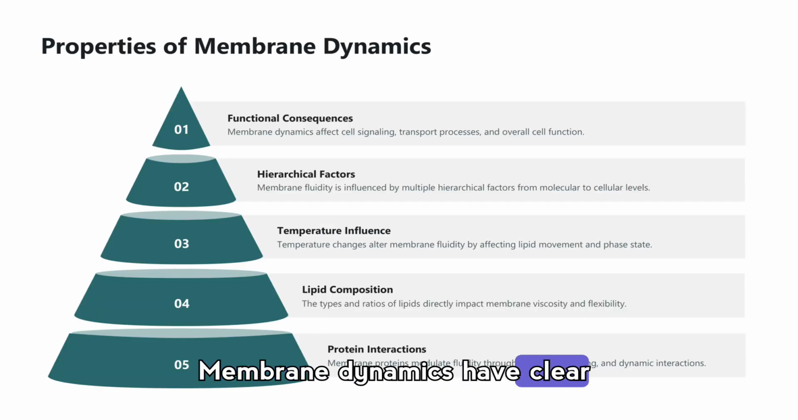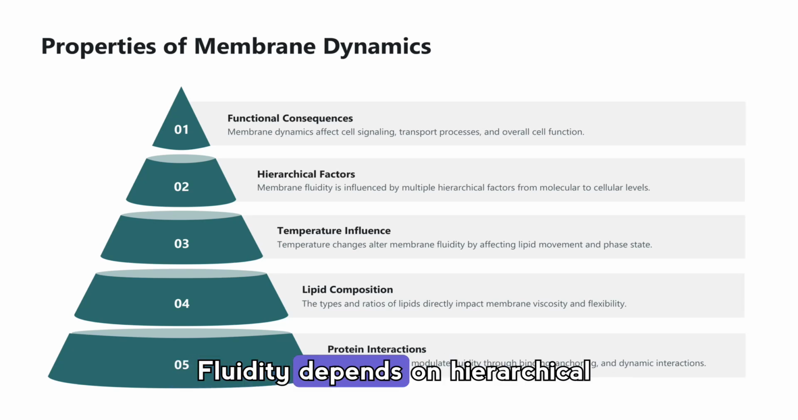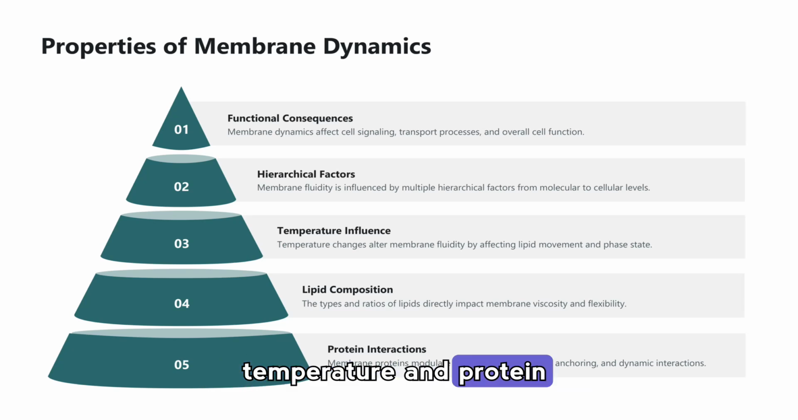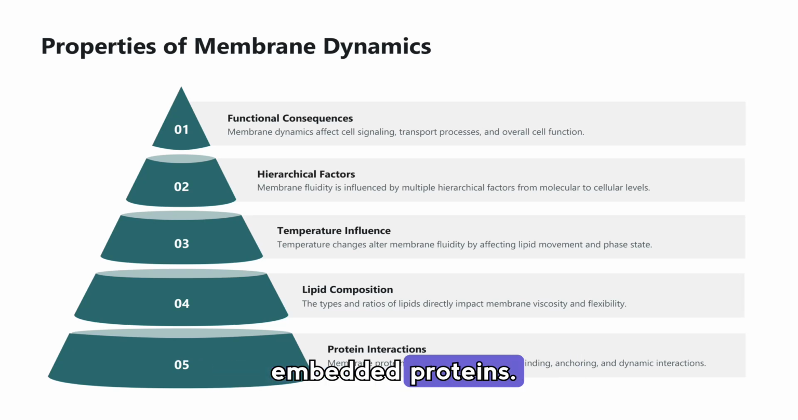Membrane dynamics have clear functional consequences. They influence signaling, transport efficiency, and overall cell function. Fluidity depends on hierarchical factors from lipid chemistry to temperature and protein interactions, and small changes in composition or temperature can dramatically alter membrane viscosity and the behavior of embedded proteins.